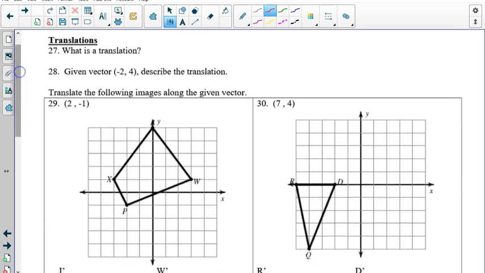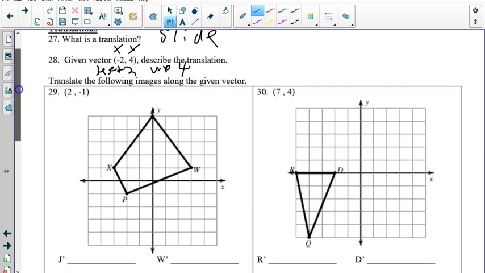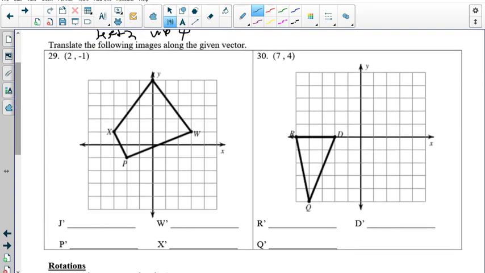Okay, translations. A translation is simply a slide. You just move stuff. Given the vector, this is going to mean left 2, up 4. Describe the translation. Left 2, up 4. Translate the following given this vector. This is going to mean right 2, down 1. So you're going to just take each point and go right 2, down 1.